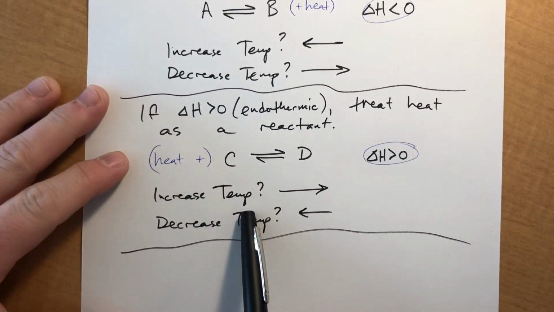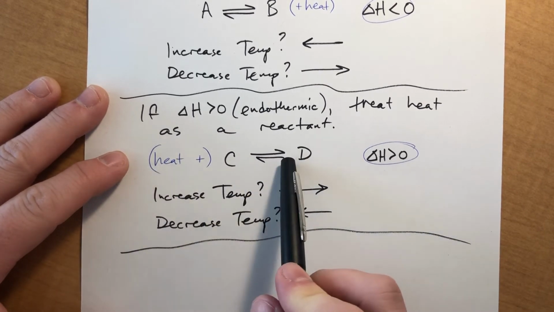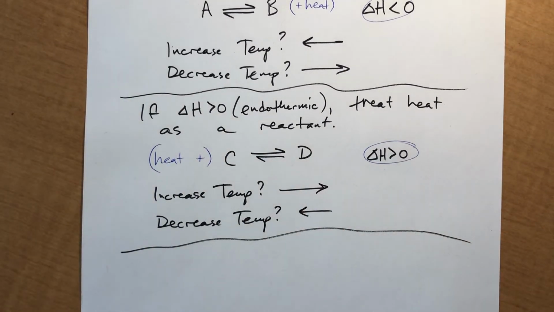Endothermic reactions are easy. There's an activation energy to get from here to here, and you have to pump heat to make it go to the right. You can just set this thing on fire and it'll go to the right. Okay.